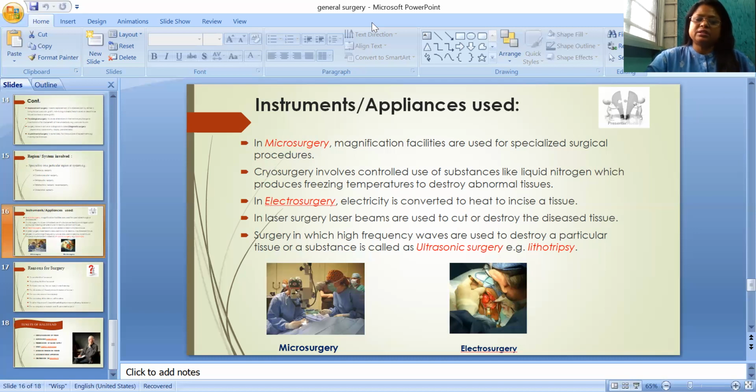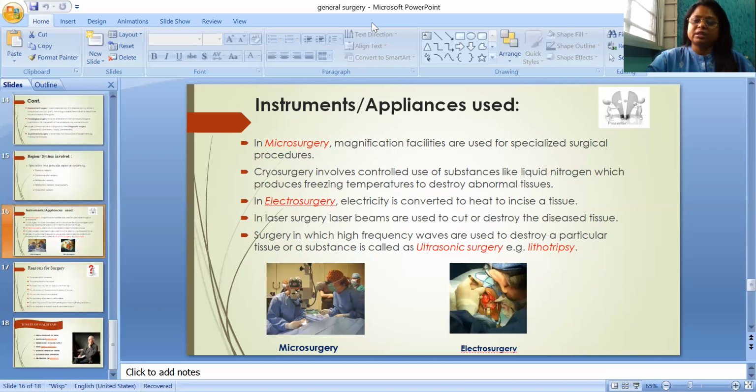In electrosurgery, electricity is converted to heat to incise a tissue. That is electrosurgery, right? In laser surgery, laser beams are used to cut or destroy the diseased tissue. That is laser surgery. Surgery in which high frequency waves are used to destroy a particular tissue or a substance is called ultrasonic surgery or lithotripsy.